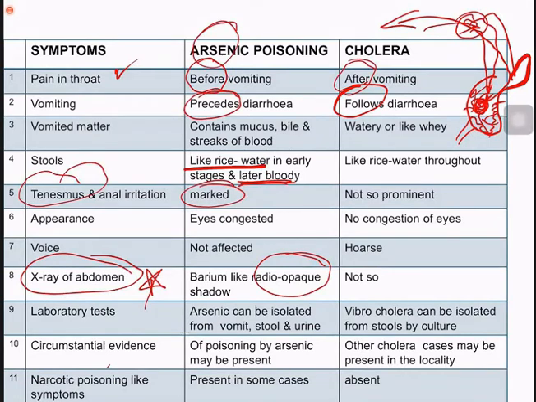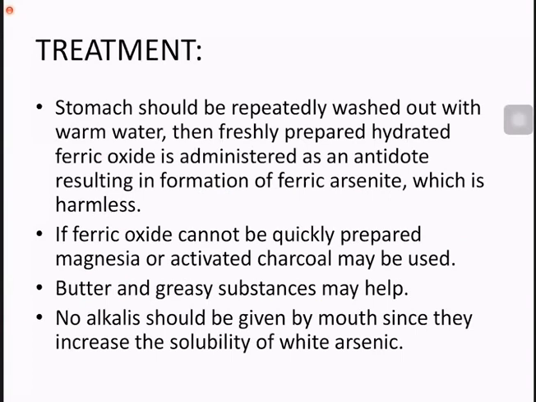And narcotic poisoning is present with some cases of arsenic. However, cholera does not have anything like that. Okay, so let's talk about treatment.